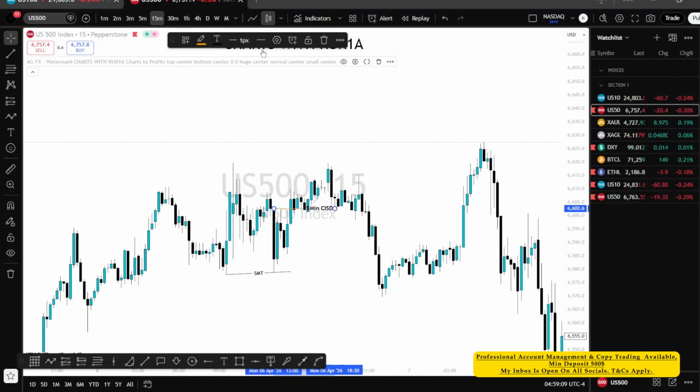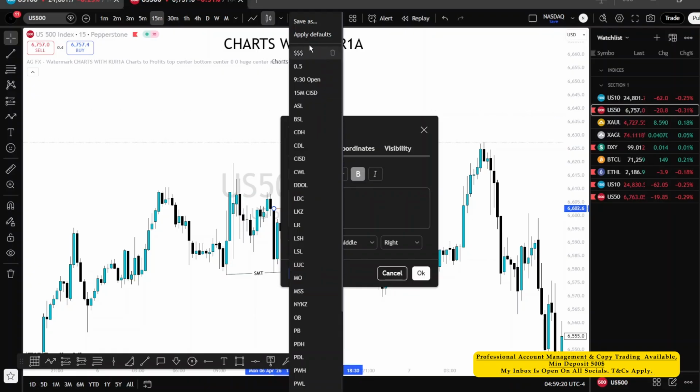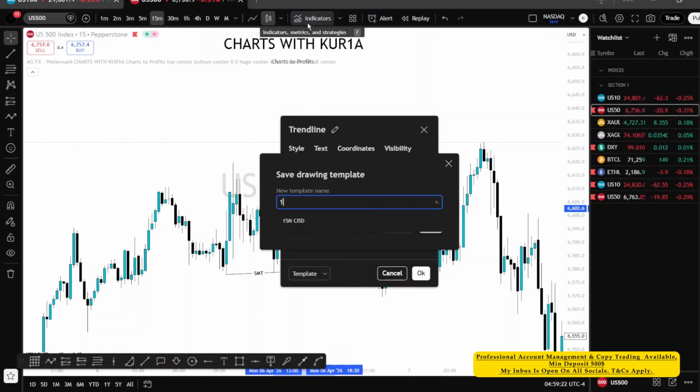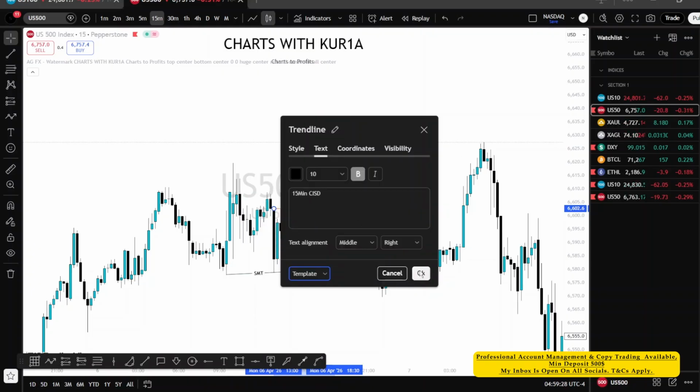We reduce that to that, and I'll have to save this template. Actually, let me save it right now. Yes, I want to replace.